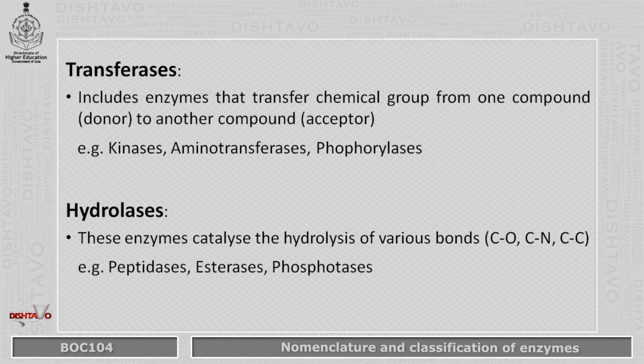The transferases class of enzymes includes enzymes that transfer a chemical group from one compound to another compound. Kinases, aminotransferases, and phosphorylases are examples belonging to the class transferases. Hydrolases are the enzymes that catalyze the hydrolysis of various bonds like carbon-oxygen, carbon-nitrogen, carbon-carbon. Examples of this class include peptidases, esterases, phosphatases.